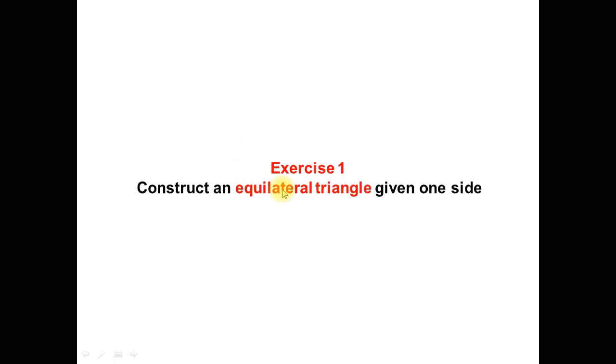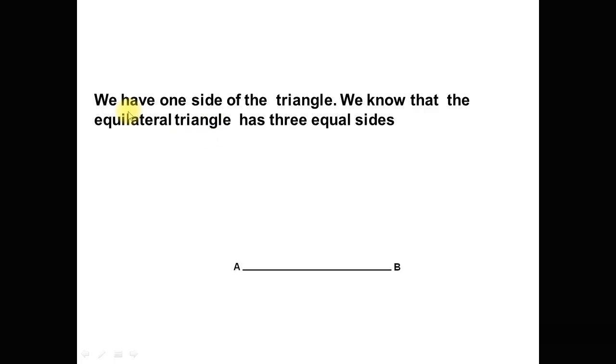For the construction of an equilateral triangle, one side length is given. So we have the length of one side of the triangle. We know that the equilateral triangle has three equal sides, so in the data only the measurement of one side will be given. So first of all, draw the given length of the side. Suppose AB is 4 centimeter or 5 centimeter, etc.